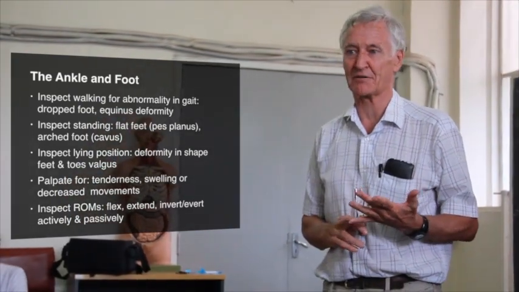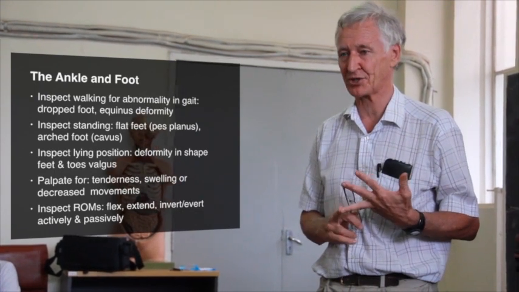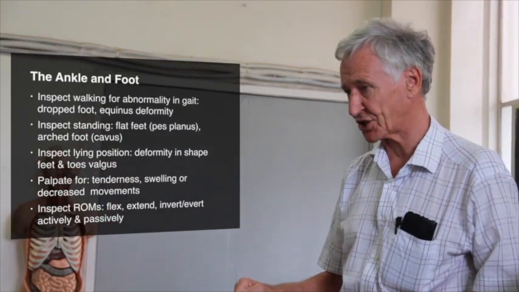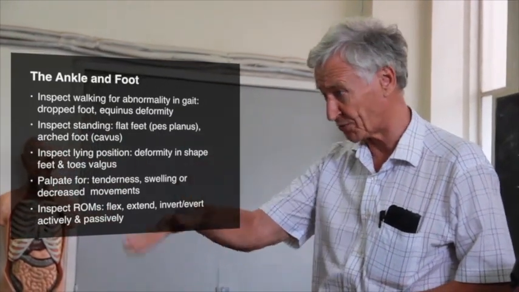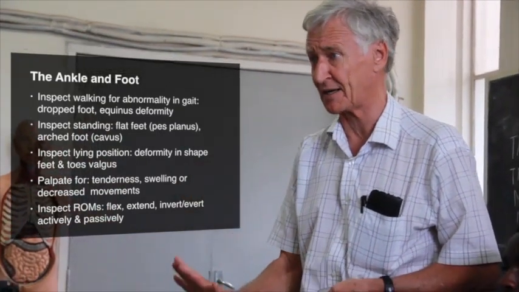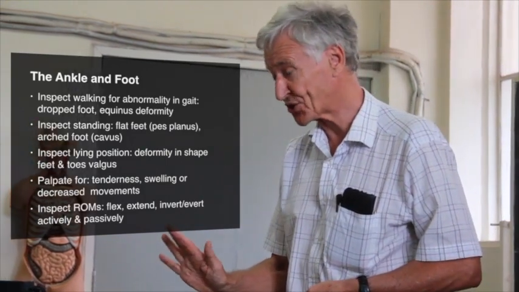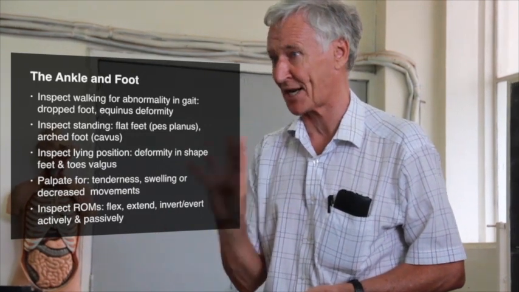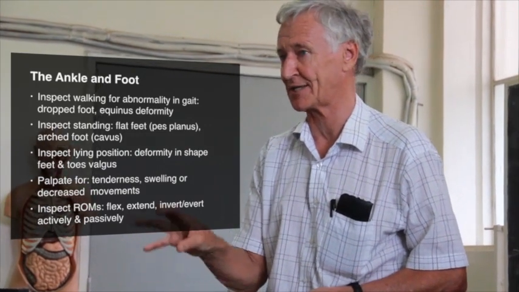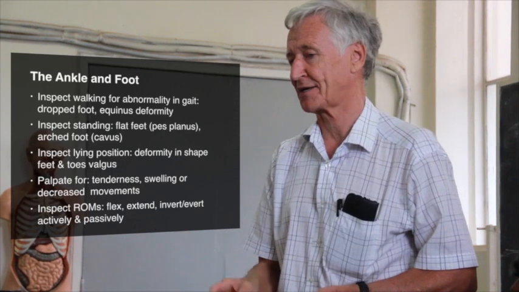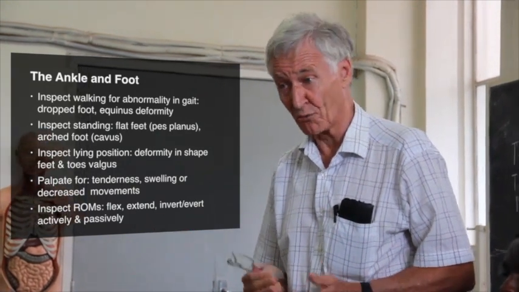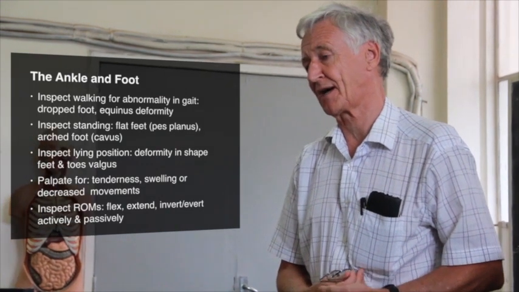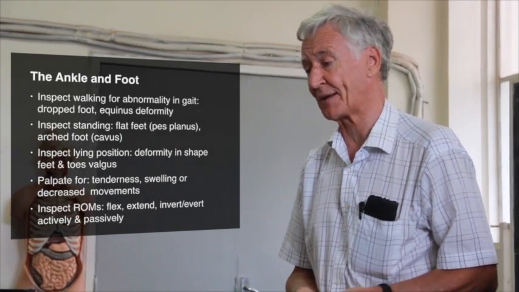So again, the principle follows: inspection, palpation. The movement at the ankle joint is rather limited. You've got both flexion and extension, and the range of movement is severely limited. And of interest, there is what we call inversion and eversion, but that does not take place at the ankle joint. It takes place at the talar joints. And of course, movement is tested actively and passively, and then you describe any other abnormality that strikes you.